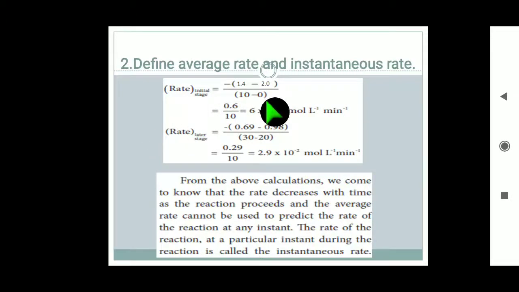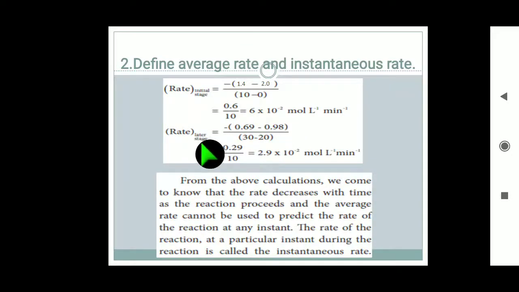Now, so we know that the change in the concentration, first 10 minutes, the concentration 1.4 regarding the table, just substitute the value, and the 0 time 2.0. So we have to get the rate 6 into 10 to the power minus 2 mole per liter per minute.